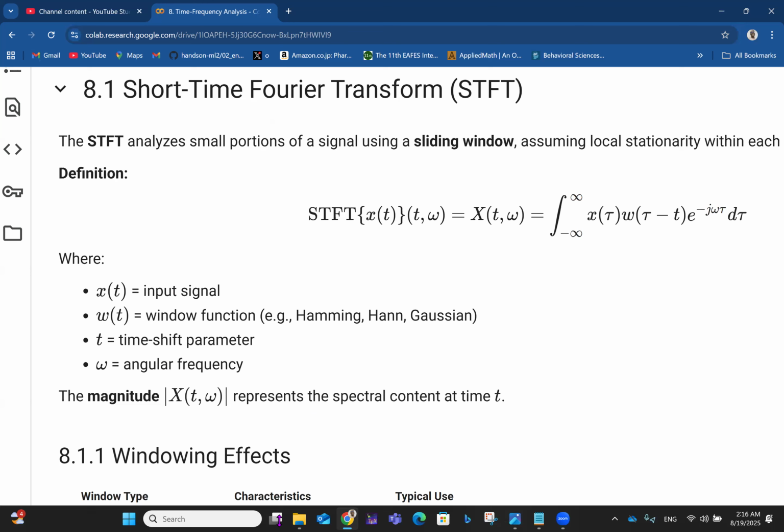The magnitude of X of t comma omega represents the spectral content at time t. So the spectral content at time t, that's the X for you. That's what you see right here. So the short-time Fourier transform of x of t, for t comma omega, is big X of t comma omega, and that gives you this whole integral from negative infinity to infinity of x of tau, w, that's the window now, w of tau minus t, e raised to minus j omega tau d tau, like that.